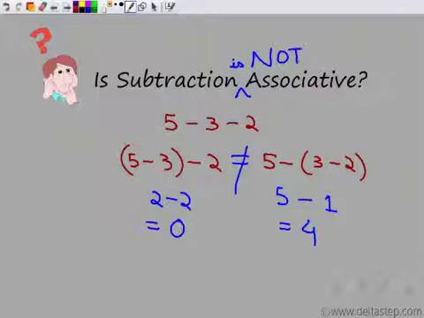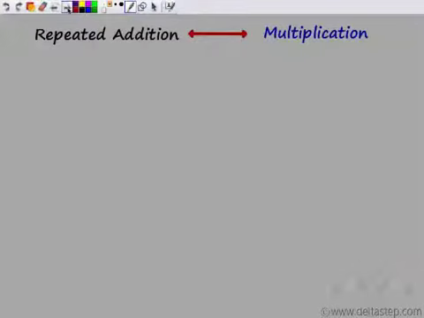So we've seen addition is commutative, addition is associative too. Subtraction is not commutative and subtraction is not associative also. Now, from addition, if I keep adding the same thing again and again, repeated addition gives me multiplication. So now let's see whether multiplication is commutative and associative.